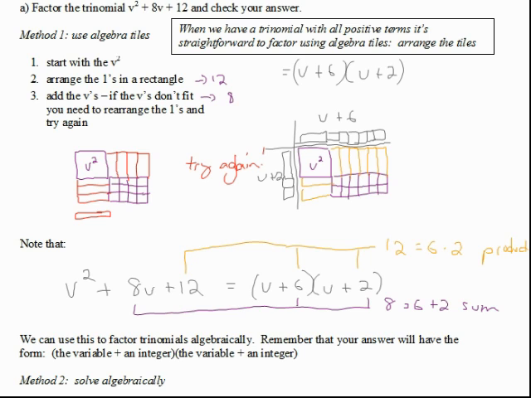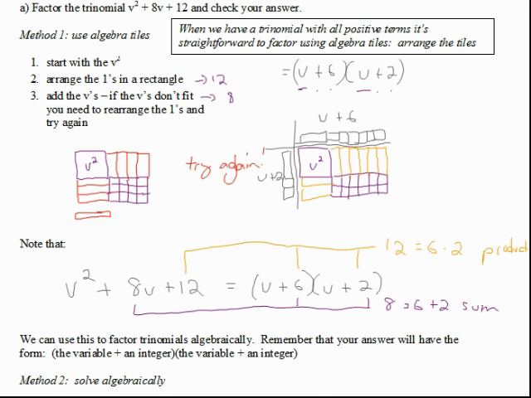And notice that, remember that your answer will have the form of a bracket, a variable plus an integer, times a bracket, a variable plus an integer. That's what we have up here. We have a variable plus an integer and a variable plus an integer. Now sometimes the integer is negative, but we will come to that.